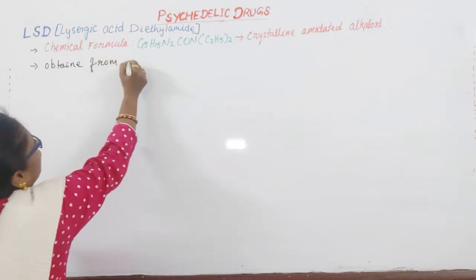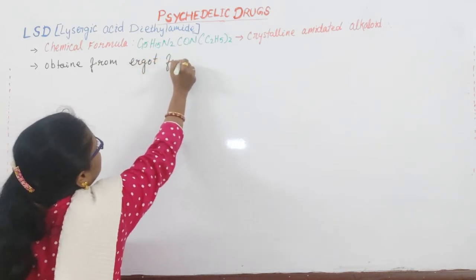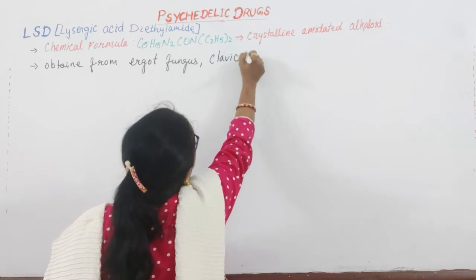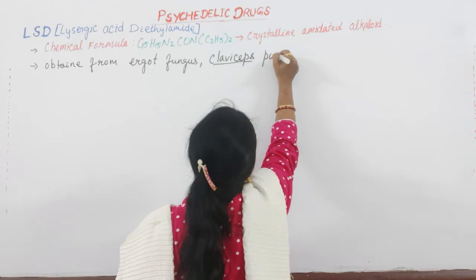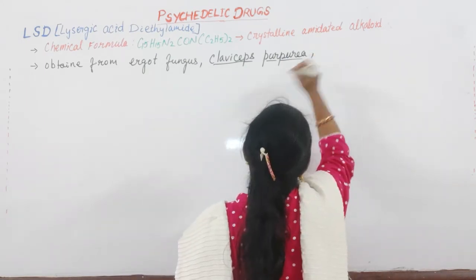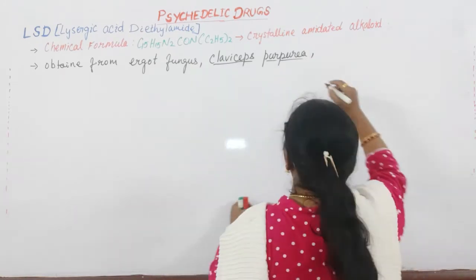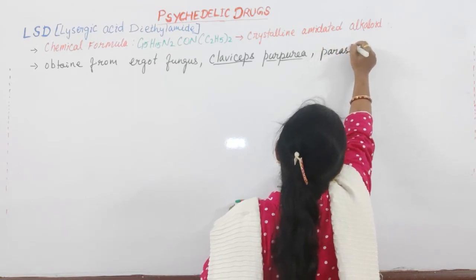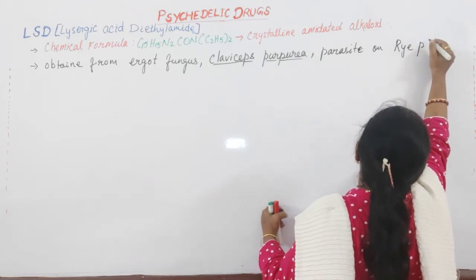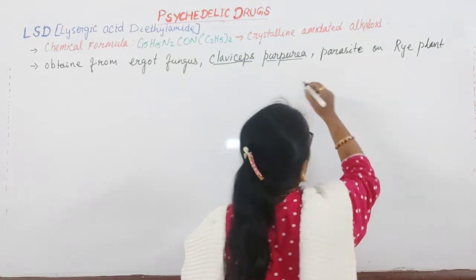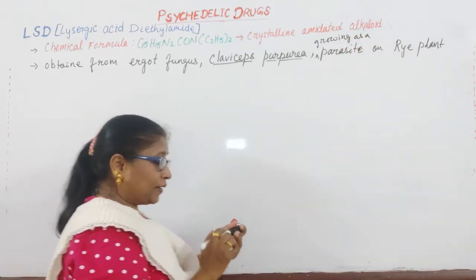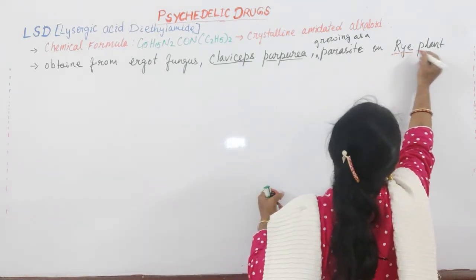ergot fungus, Claviceps purpurea, growing on the rye plant, a parasite of rye plant, growing as a parasite on rye plant. So you may get a question on this, that they are the parasite of rye plant.